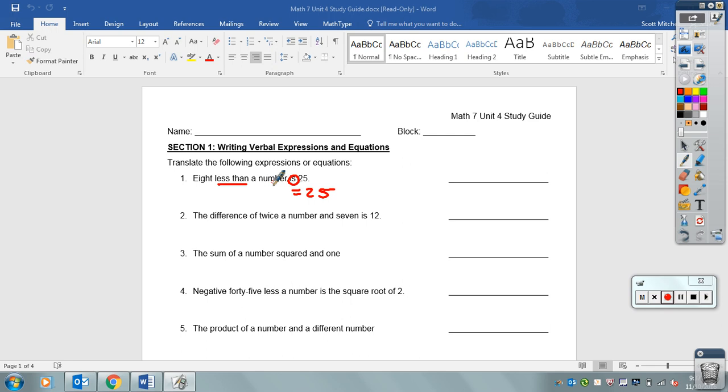8 less than a number. It didn't say what the number is. You're not choosing a number. You're not writing a number. You can choose the letter that represents your variable. Of course, you could write a picture.